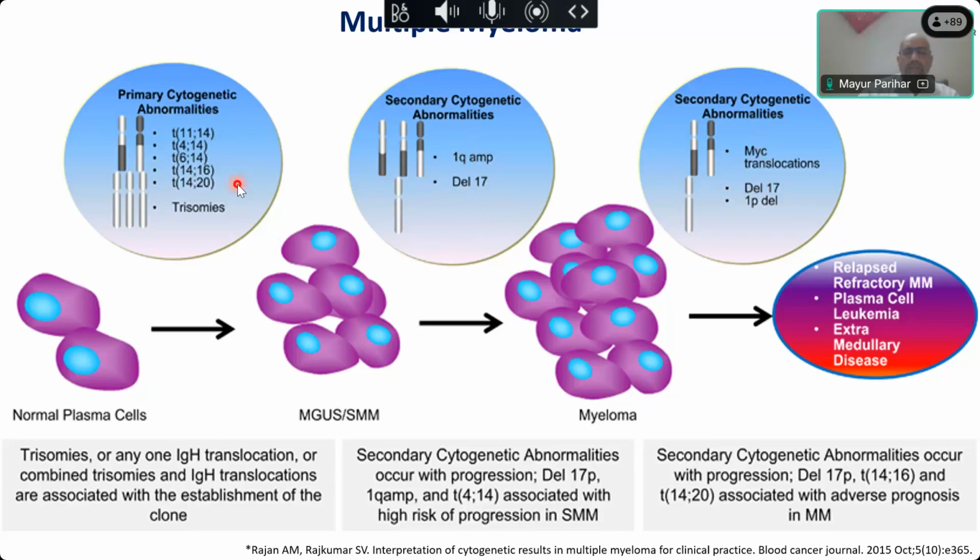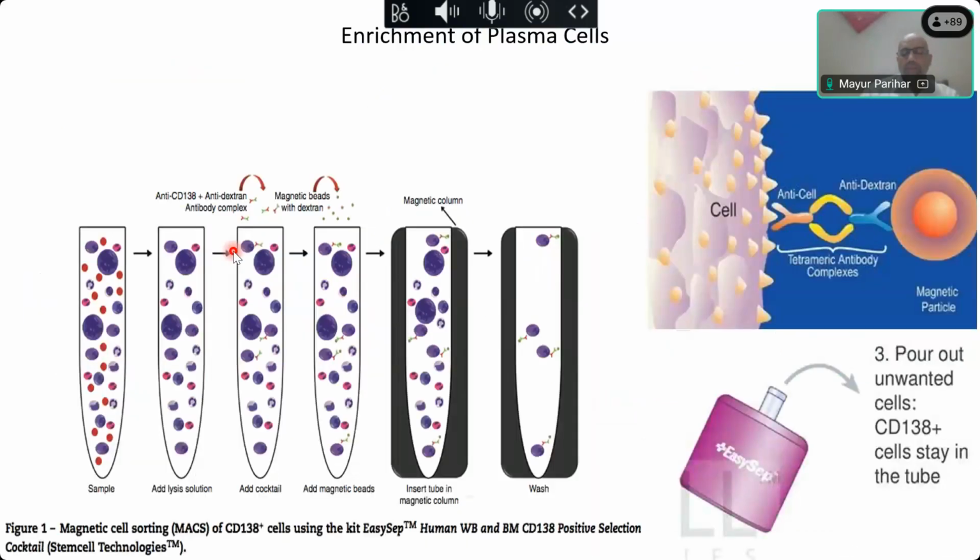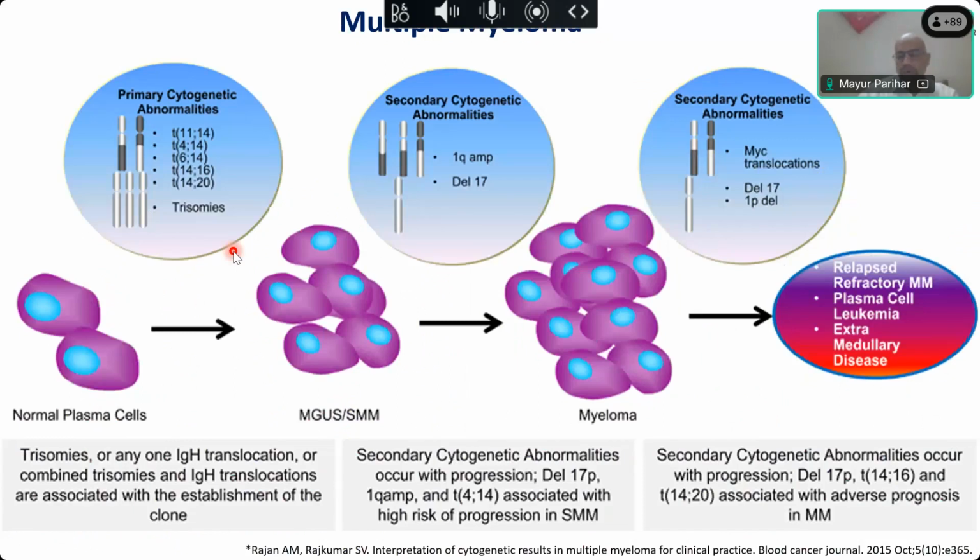So whenever a patient comes for diagnosis, right, you have to first identify the primary abnormalities. Now the problem I see in myeloma is people take the bone marrow and they directly FISH it. You must understand that with FISH, as I said, you need to have cutoffs. So you have to enrich the plasma cells. So for anybody outsourcing the FISH for myeloma, please ask whether the plasma cells were enriched before FISH.